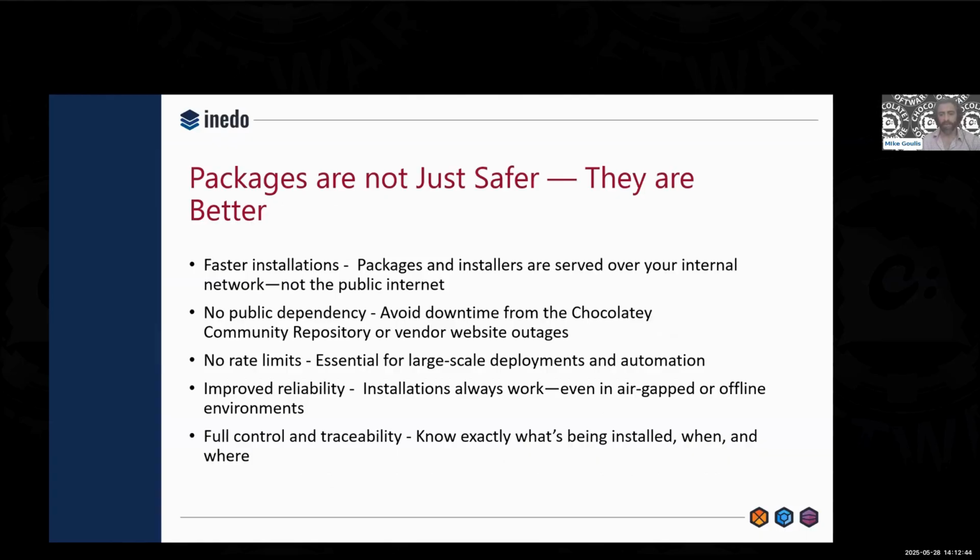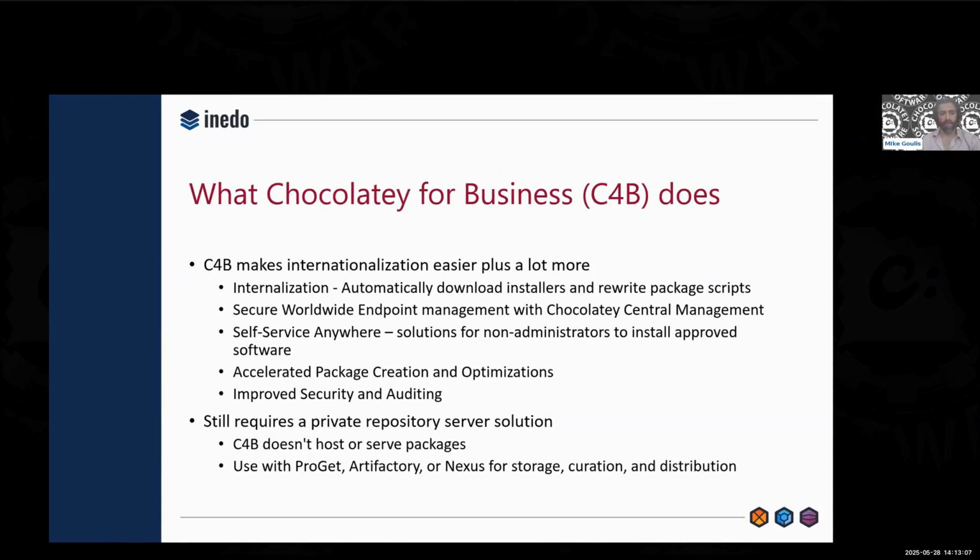That also means that you're not affected if chocolatey.org or a vendor's site goes down, or of course if they remove an installer link. Everything in your state still works because you control the source. We'll talk now about how Chocolatey for Business offers features that complement the internalization process. So C4B, Chocolatey for Business, adds several key enterprise features that complement the internalization process.